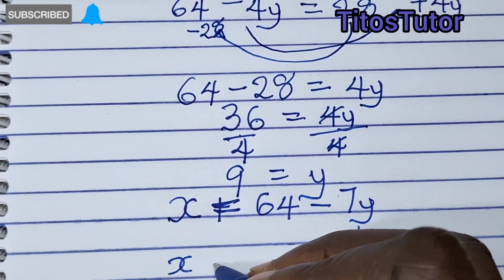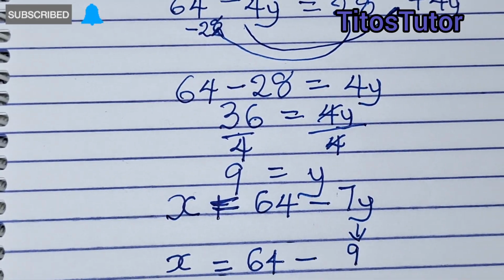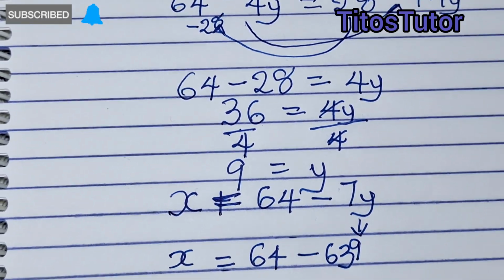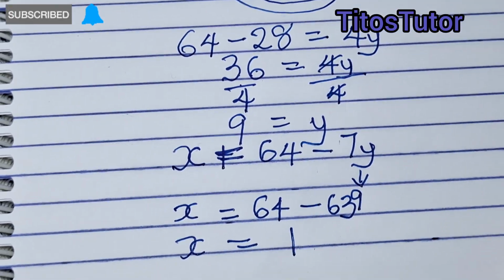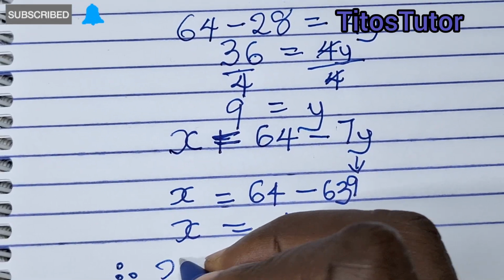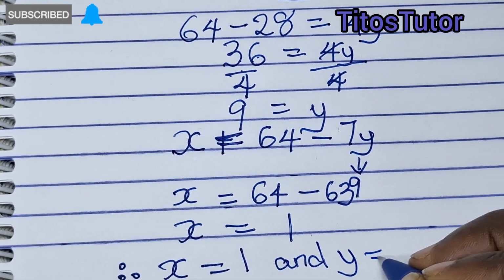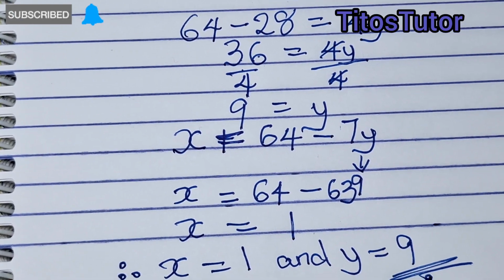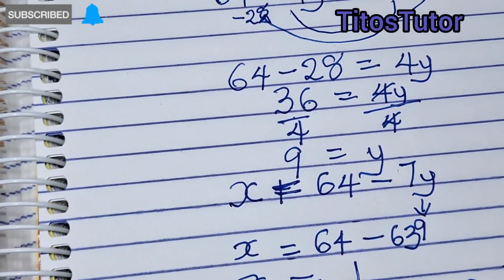So x is equal to 64 minus 7 multiplied by 9, which is 63. So I have x is equal to 1. I have solved for both x and y. Therefore, x is equal to 1 and y is equal to 9. I am done. This is how to solve your simultaneous equation using substitution method.